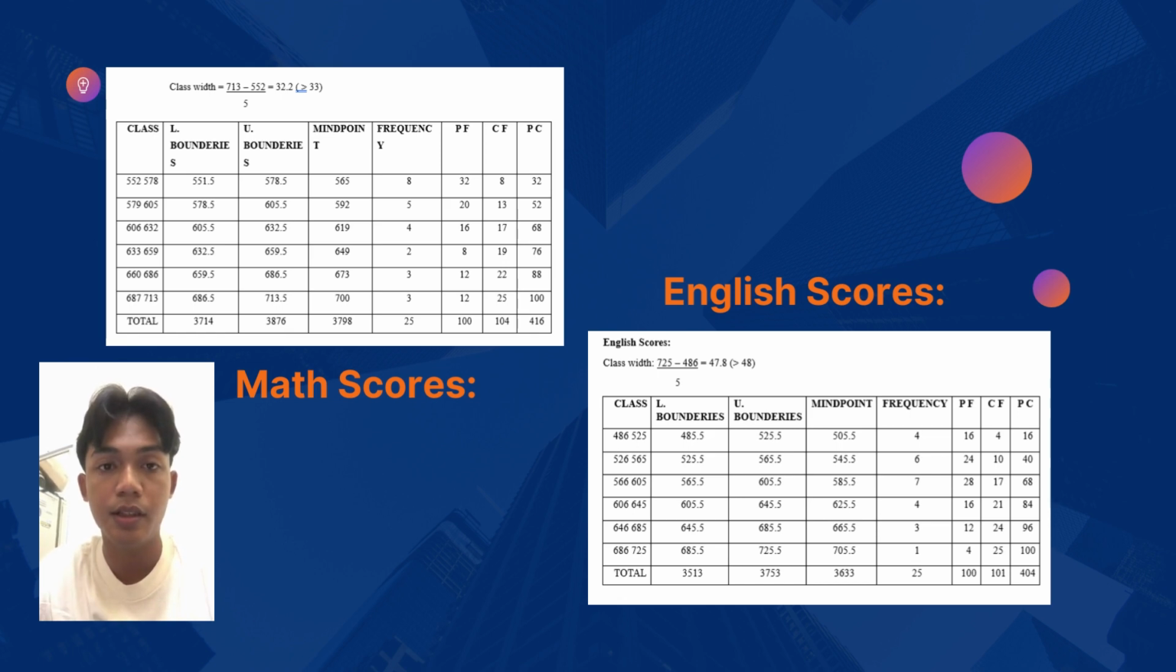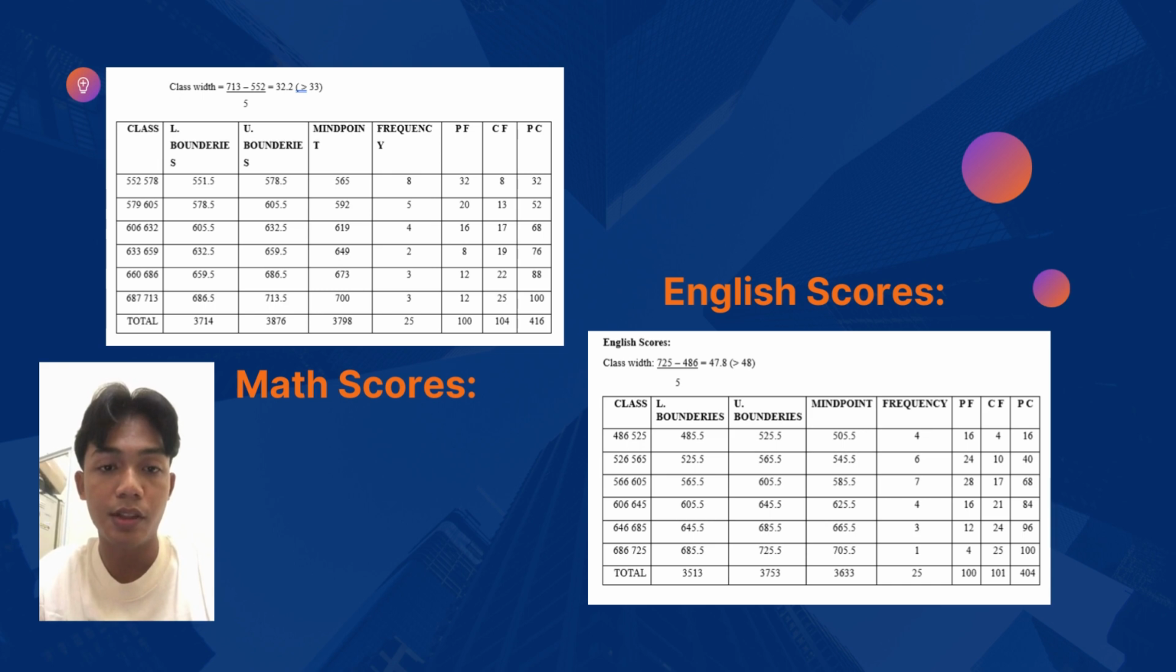I would like to present question 1. This slide displays the frequency table for math scores. The table includes the class boundaries, midpoints, frequencies, percentage frequencies, cumulative frequencies, and percentage cumulative for each class. We have a total of 5 classes with a class width of 32.2.